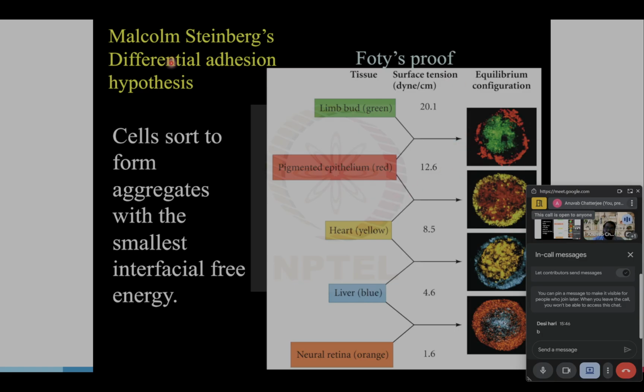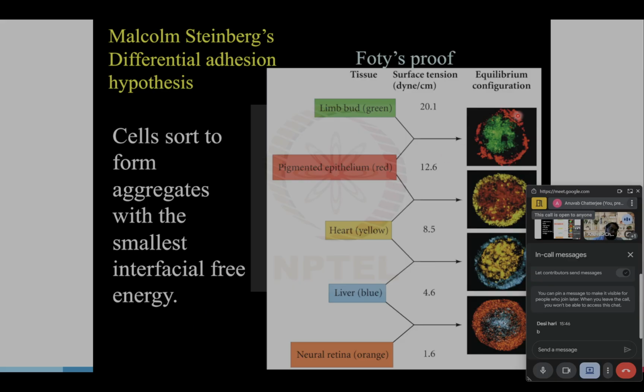So the differential adhesion hypothesis tells us just this, that these cells segregate due to higher or lower surface tension. So cells sort to form aggregates with the smallest interfacial free energy.